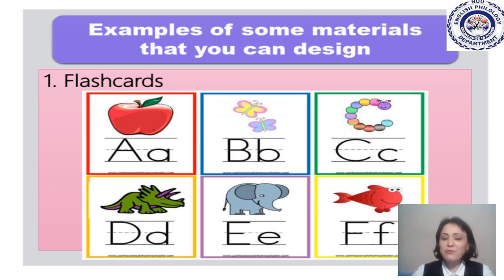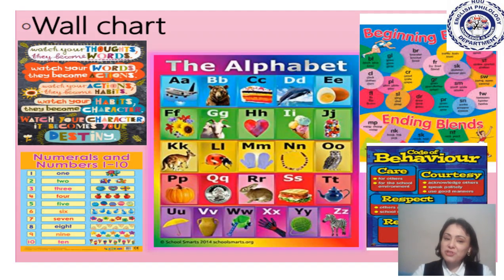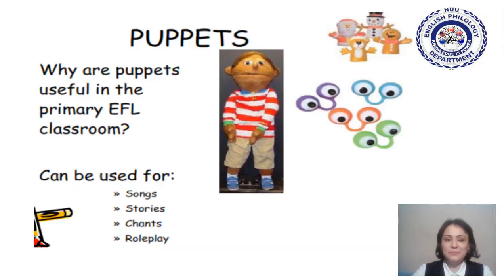There are some examples of the materials that you can design yourself. Flashcards. In primary education, we will start from the ABC, and in the second and third classes, you may write some words with definition, or you can cut magazine pictures and create some colorful handouts for them. Wall charts are also very helpful for decorating the classroom.